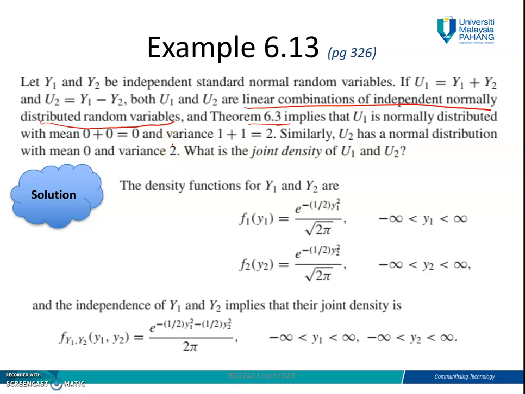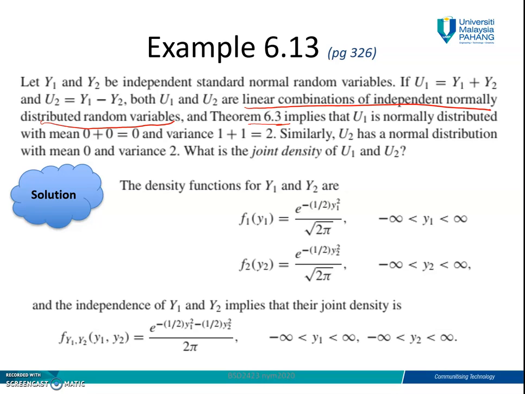So the question asks you, what is the joint density of U1 and U2? Here you can see, first you have Y1, Y2, and then you have another function, U1, U2. This U1 is not only Y1 or Y2, it's a combination of Y1 and Y2, whereas U1 equals Y1 plus Y2, and U2 equals Y1 minus Y2. So that's why we call it multivariate, multivariable.